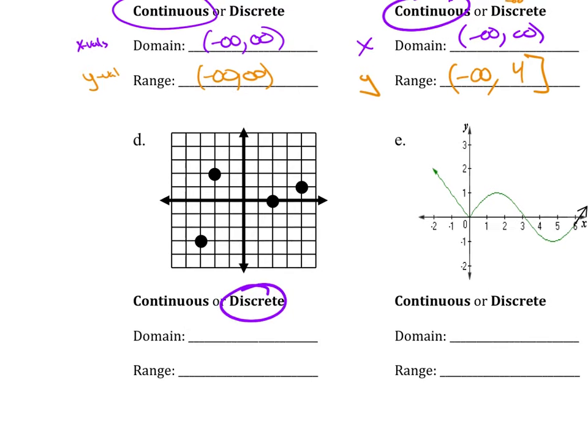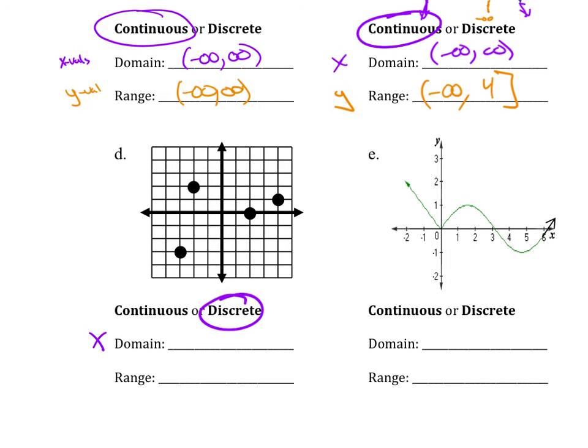So the domain is all the x's, the range is all the y's. So what we do is we just make a little curly bracket, and I like to list off all the x values that are points. So this x value is -4, -3, 2, and 4. So I just make a list. -4, -3, 2, 4. Just the x values, that's all.